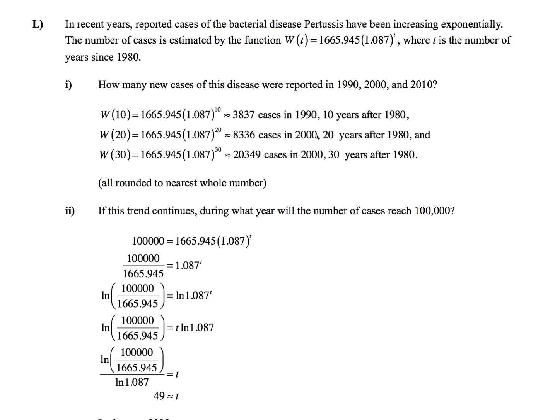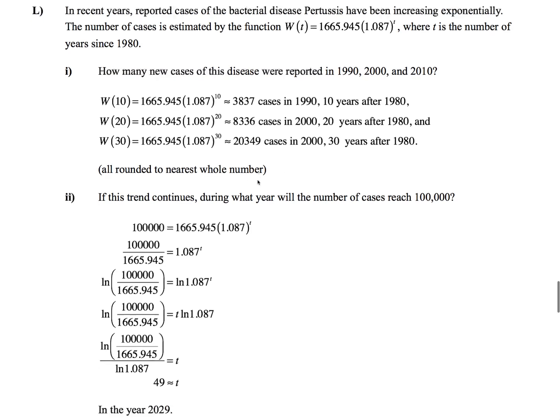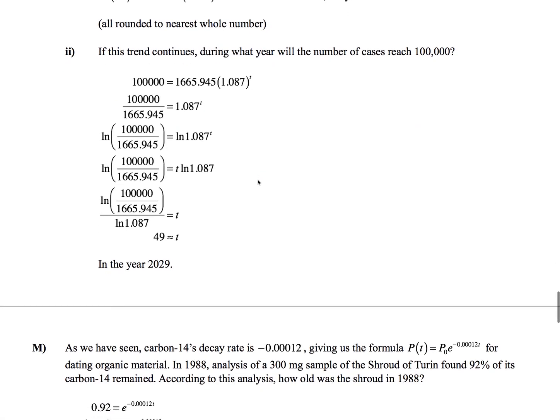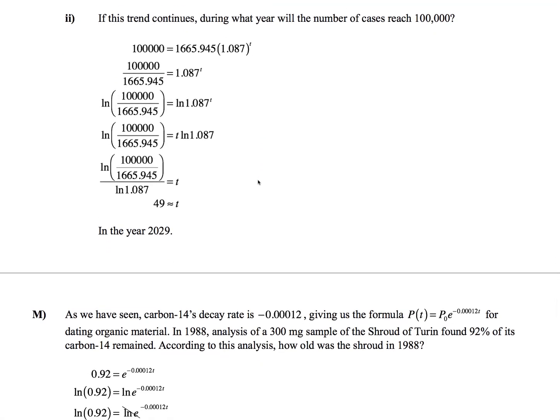Now, the year 2000 is 20 years after 1980, so we put 20 in there, and you have your answer here, 8,336. And 2010 is 30 years after 1980, so we put a 30 in the exponent, and we get 20,349. And those are all, as it says here, rounded to the nearest whole number.